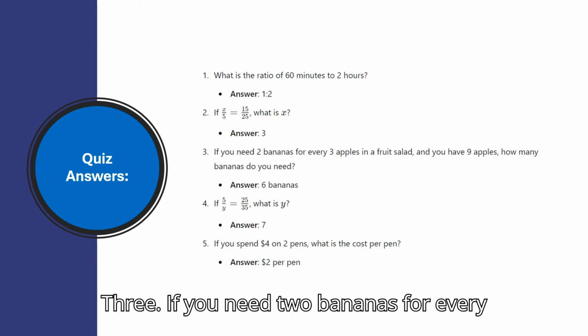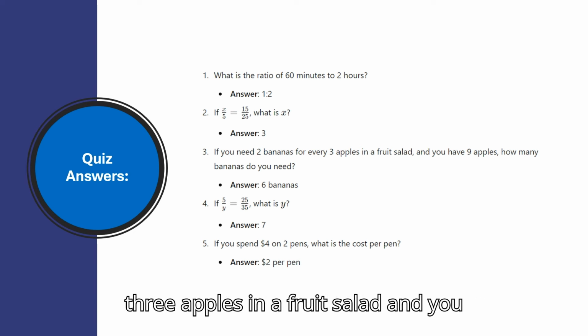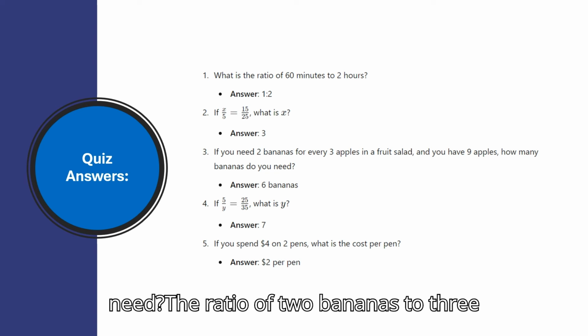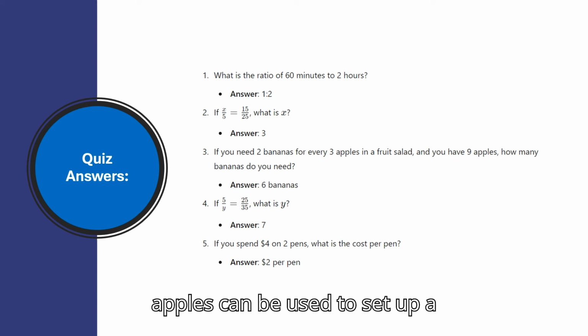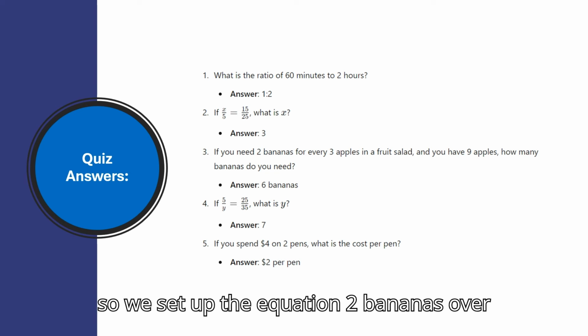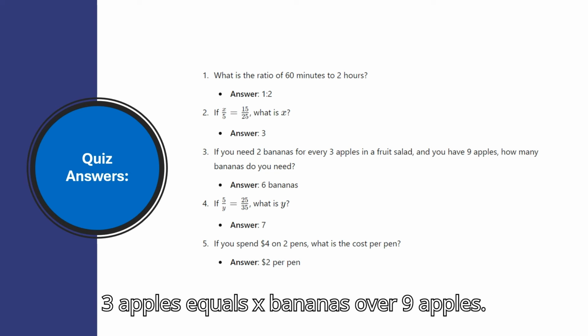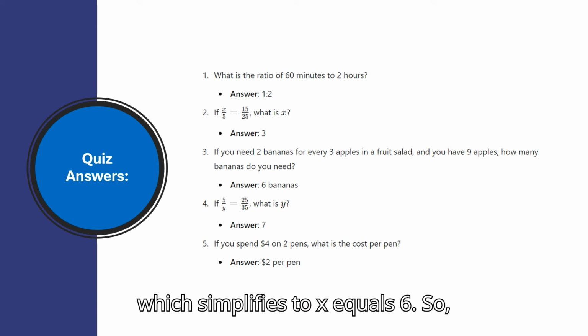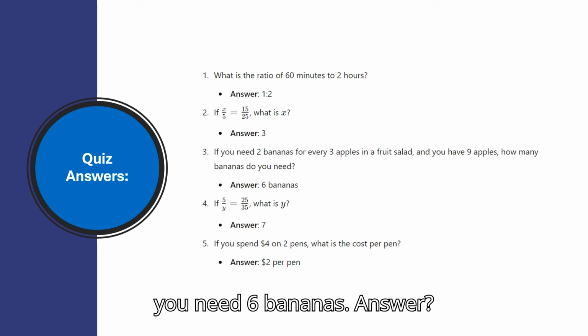3. If you need 2 bananas for every 3 apples in a fruit salad and you have 9 apples, how many bananas do you need? The ratio of 2 bananas to 3 apples can be used to set up a proportion. We know there are 9 apples, so we set up the equation 2 bananas over 3 apples equals x bananas over 9 apples. Cross-multiplying gives us 3x equals 18, which simplifies to x equals 6. So, you need 6 bananas.